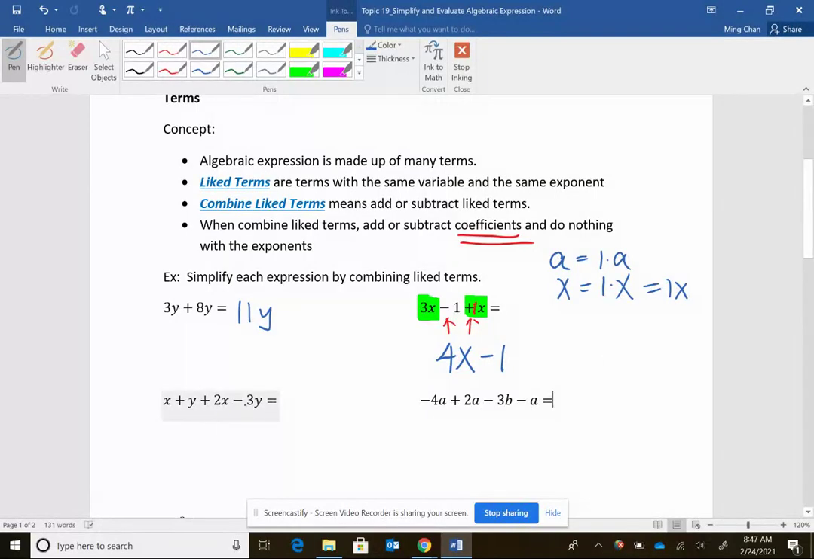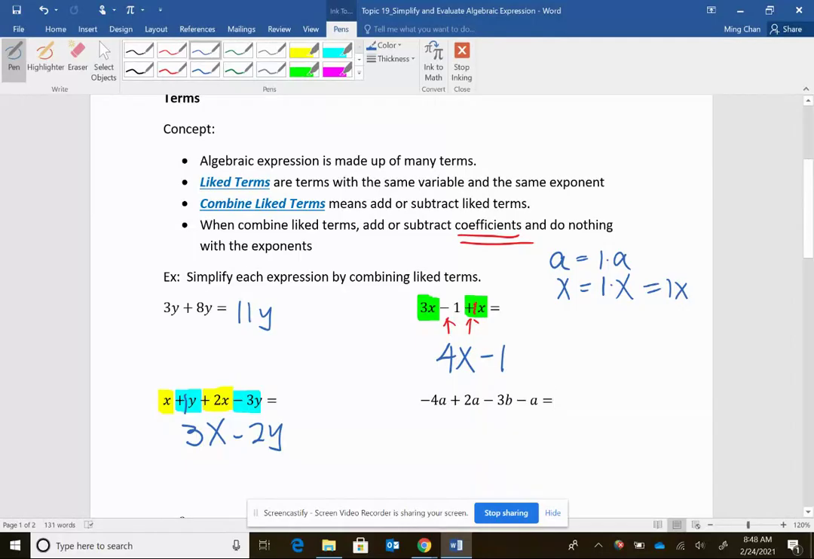x plus y plus 2x minus 3y. My x is a like term with positive 2x, right? When we combine them, we normally go in alphabetical order. We say this is 1x plus 2x, which will give me 3x. Combine like terms: positive 1y and negative 3y can be combined. So you simply say this is 1 minus 3. So what's 1 minus 3? Terms with different signs, we will what? Subtract. So that's negative 2y, because I've got more negative than positive. That's all it is.